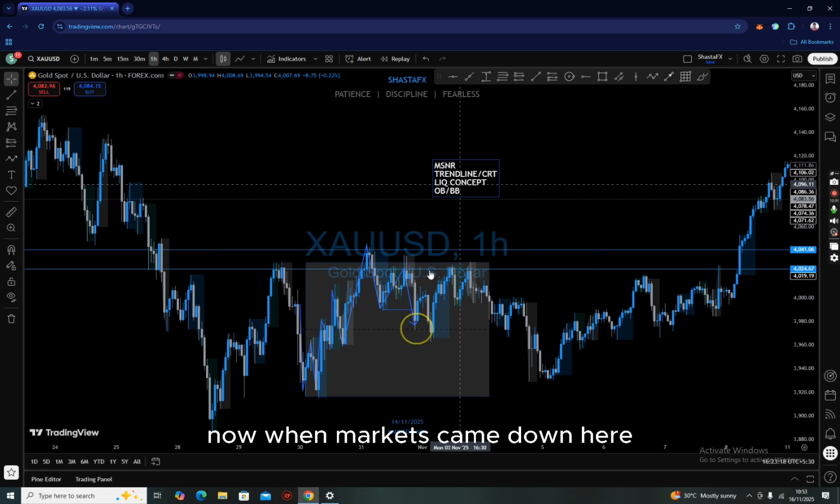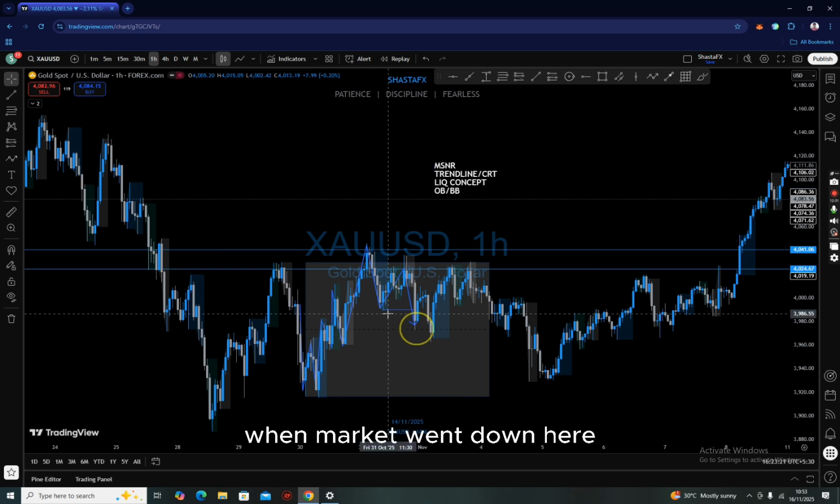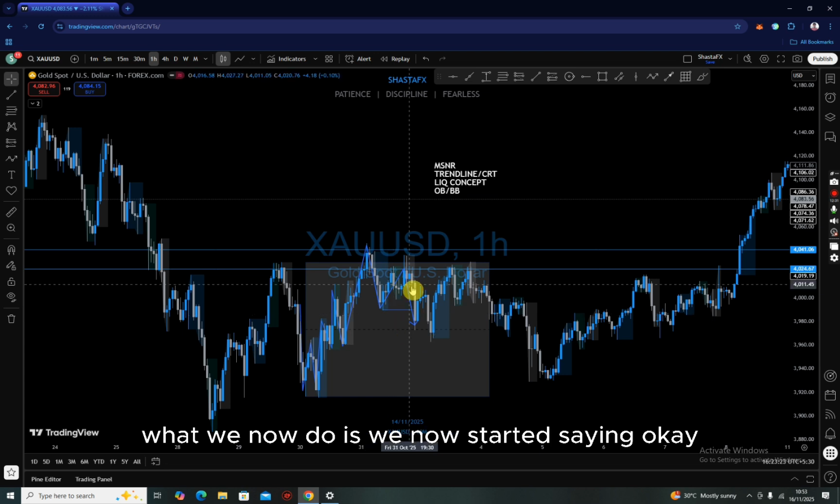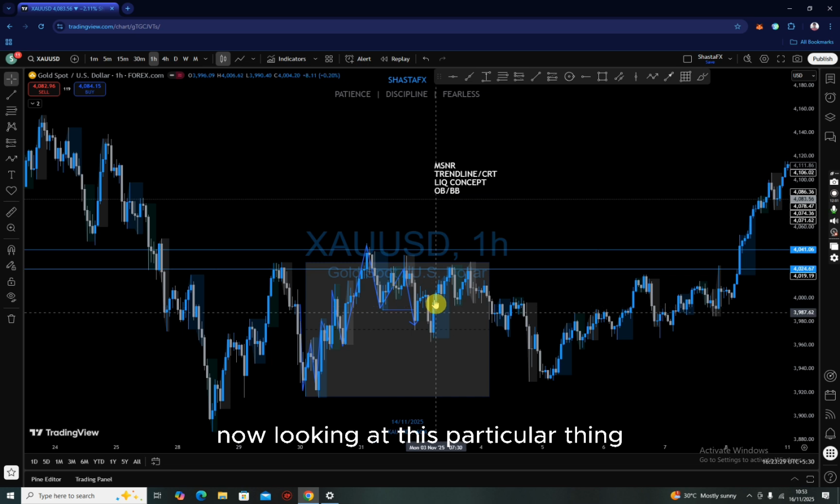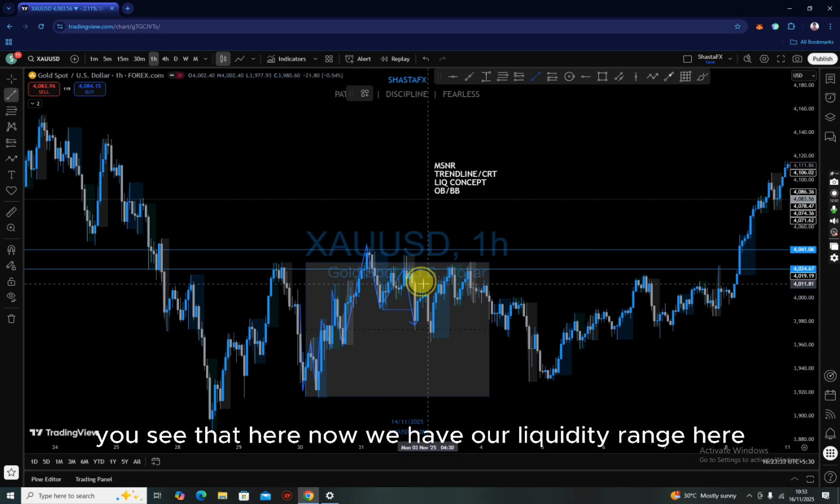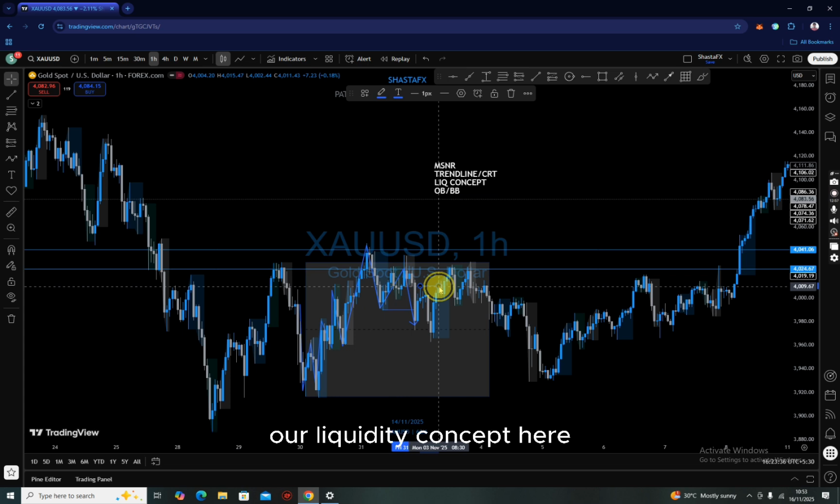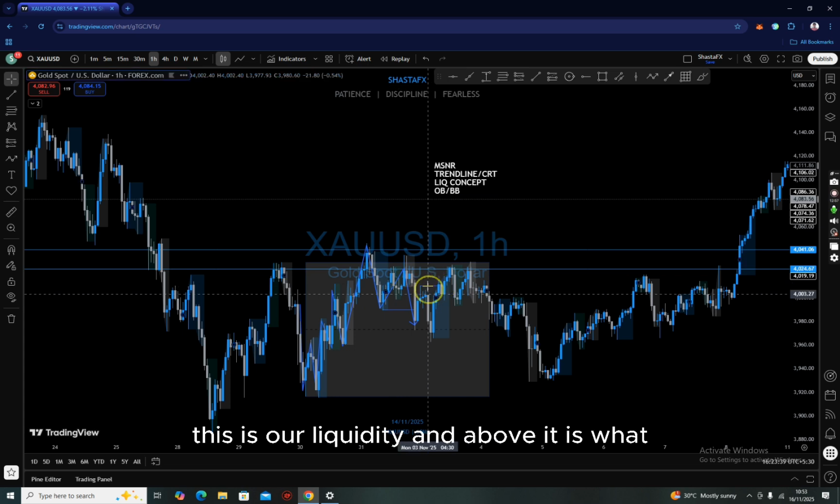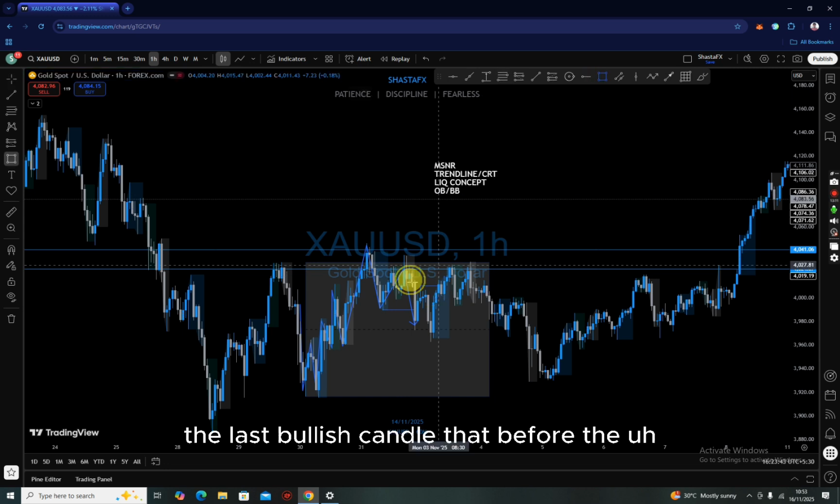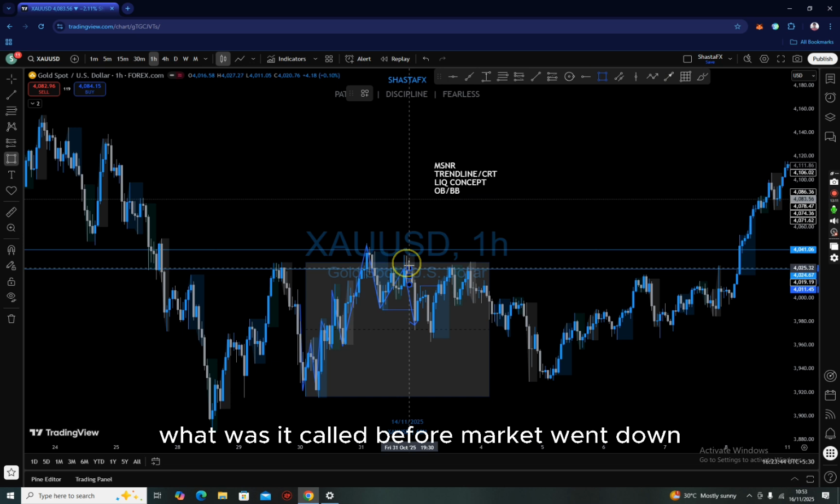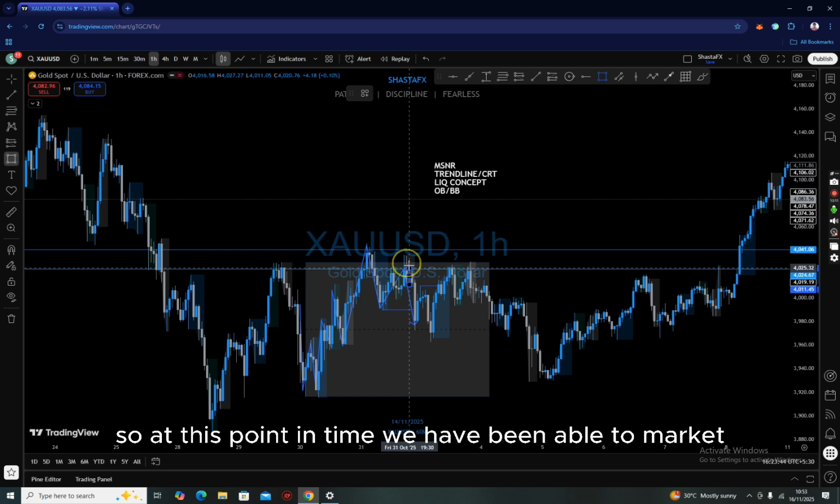Now, when market went down here, what we now started saying is, okay, where is our liquidity? Where should we take our entry? Looking at this, you see that here we have our liquidity range, our liquidity concept. This is our liquidity, and above it is our order block, which is this, the last bullish candle before market went down. So let me remove this so that we can see it clearly. So at this point in time, we have been able to mark it.